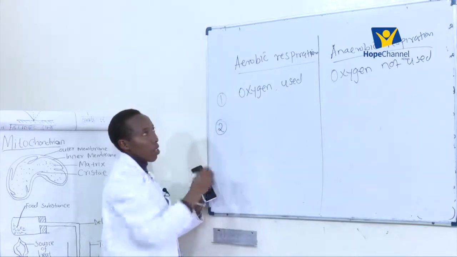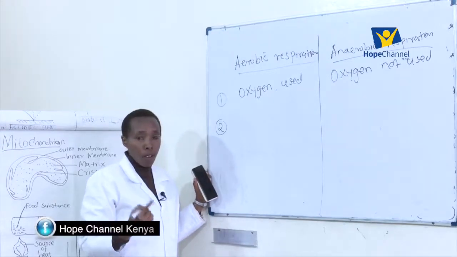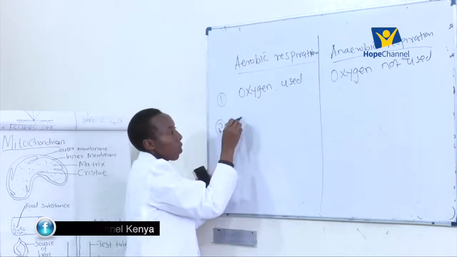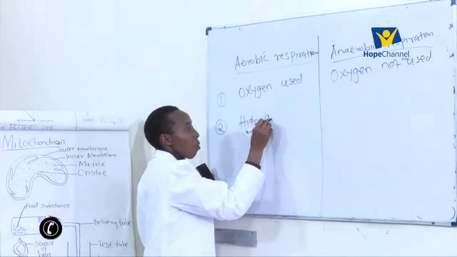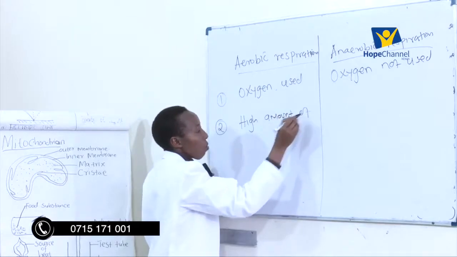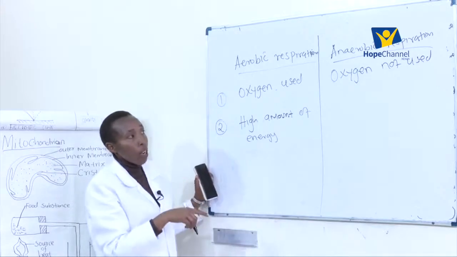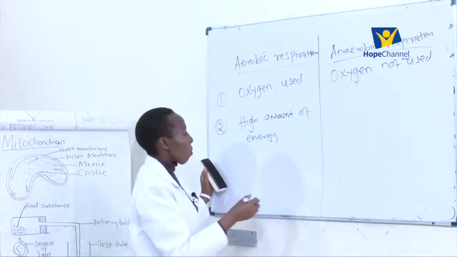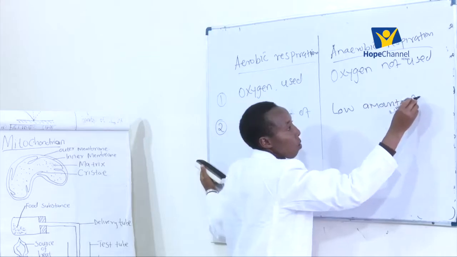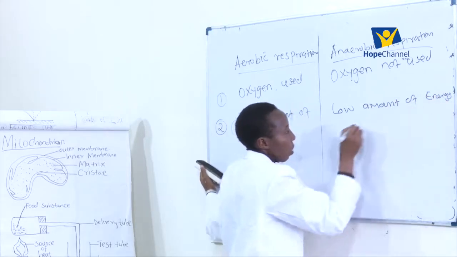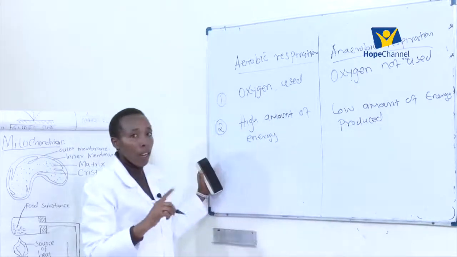The second difference, we said that if you completely break down one molecule of a food substrate, you get high amount of energy during aerobic respiration. So here we have high amount of energy produced as compared to when you break down one molecule of glucose anaerobically. So in this case, we produce low amount of energy. So that is just another difference between aerobic and anaerobic respiration.